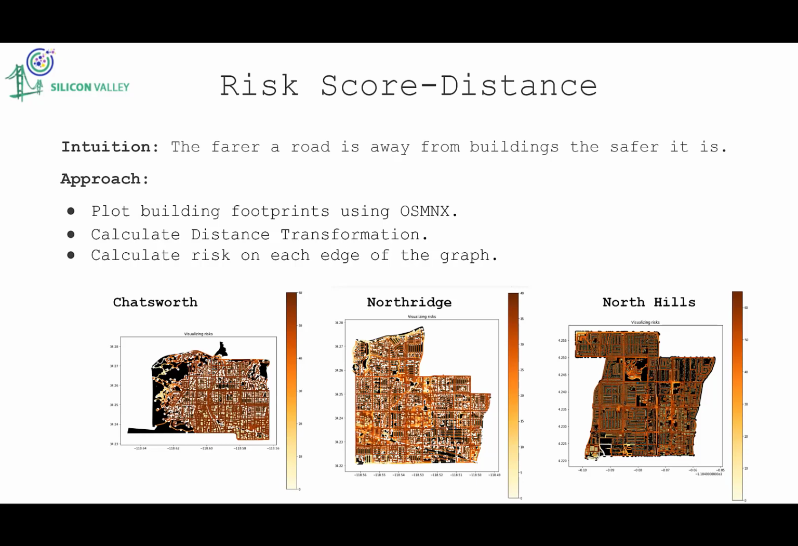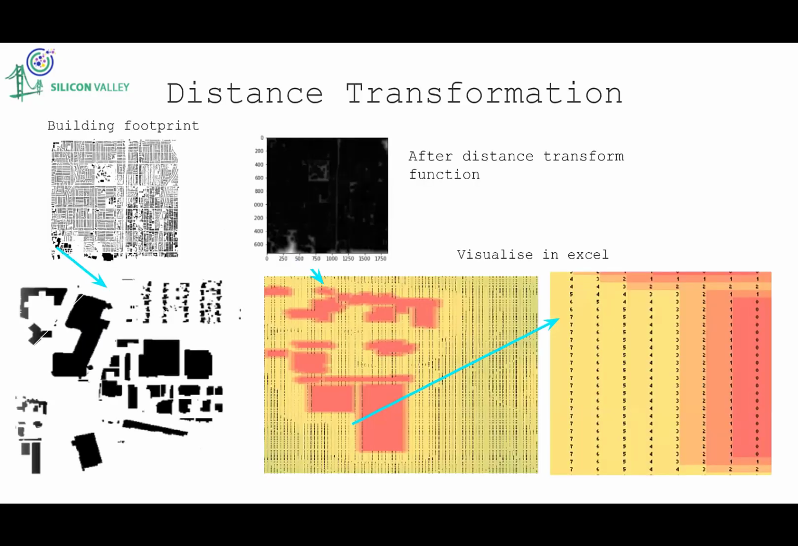And once the distance is calculated, the risk associated with that edge, that is the average distance of that edge from the nearby building, is included on the edge of the graph. In the next slide, we'll look into this in more detail.